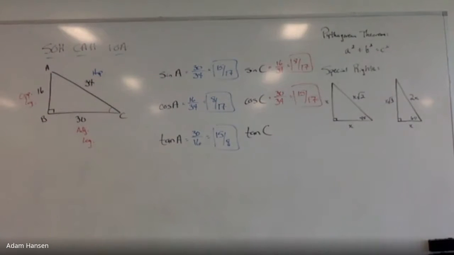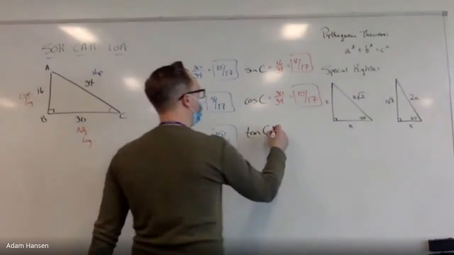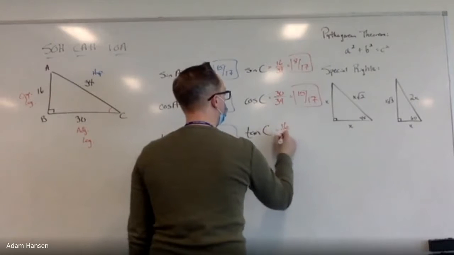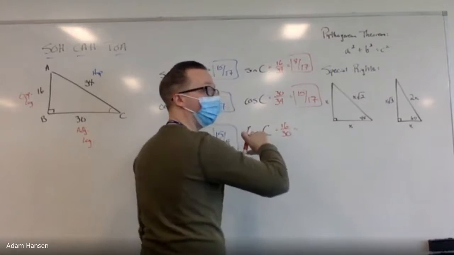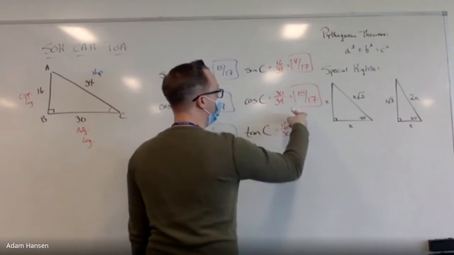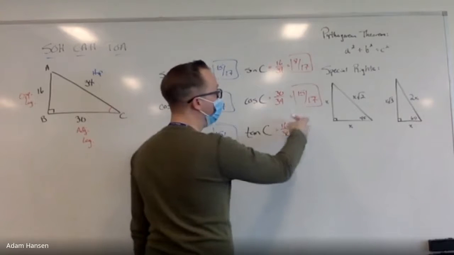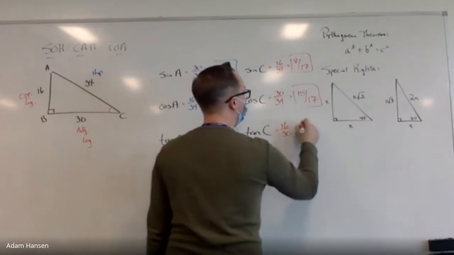Tangent of C. The opposite over adjacent. So 16 over 30. That's a new one. What does that reduce down to? 8/15. All the way around. 16 and 30, divide both by 2. That's 8 and 15.